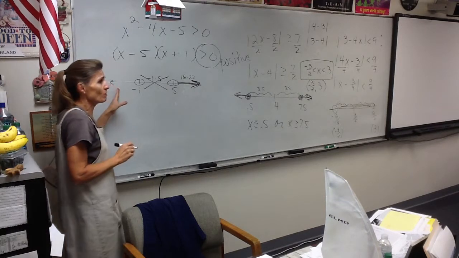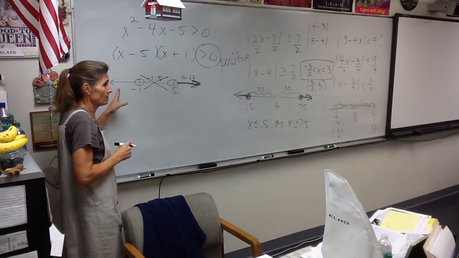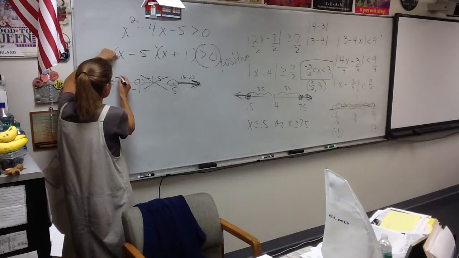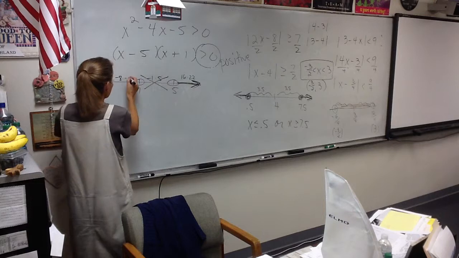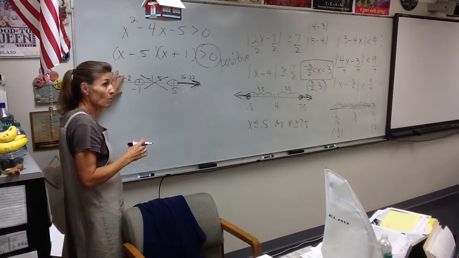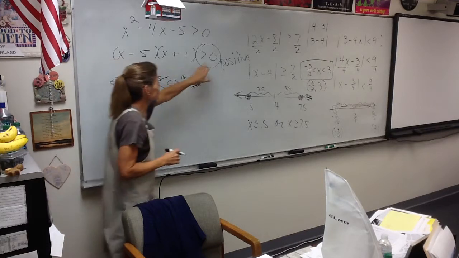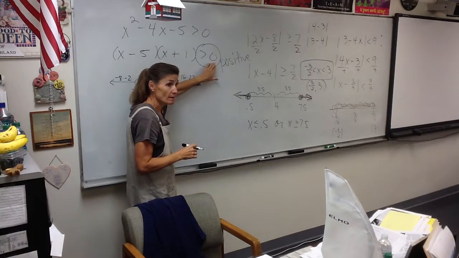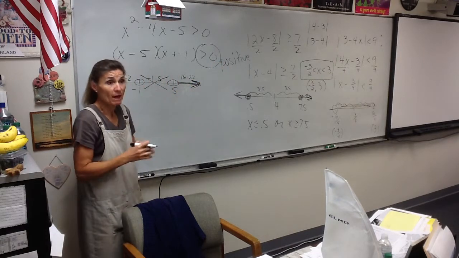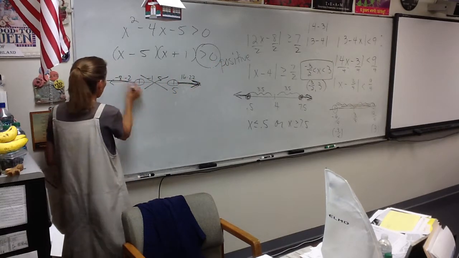What if somebody else would have picked -3? Well, -3 would give me -8 times -2. Does that give me the kind of number that I want? Yes, because what kind of number did I want? Positive. This whole problem is about being greater than 0. That means positive. So this part would work too.